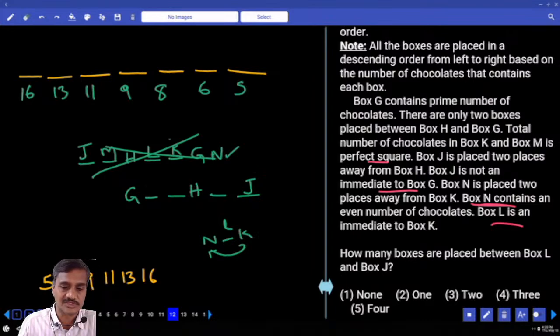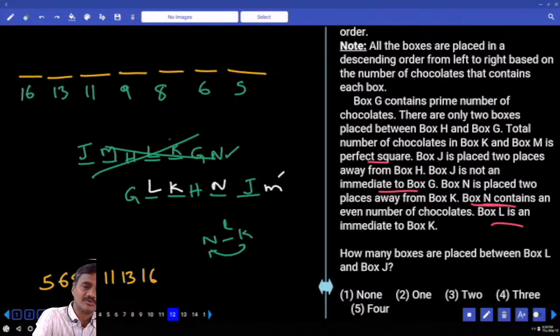And we cannot have N like this. Then what is the other possibility we have? K is here, N is here, and K and L are adjacent to each other. If K and L are adjacent to each other, then we have one more, M. Where should this M be? Can we have M at this place? If you have M here, then M plus K, what is the value here? Then N contains an even number of chocolates. G, L, and next is K, next to K is H, and this is N, J, and M.